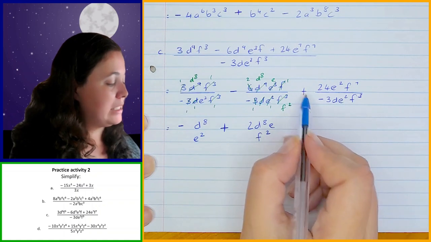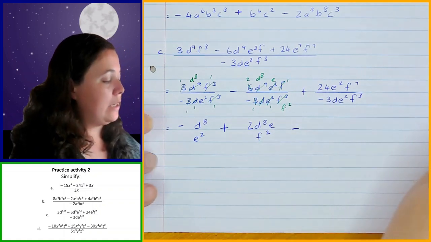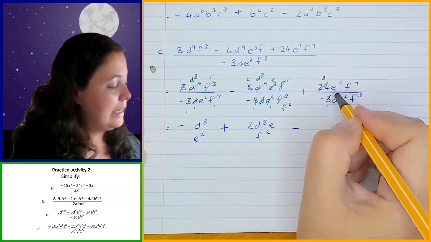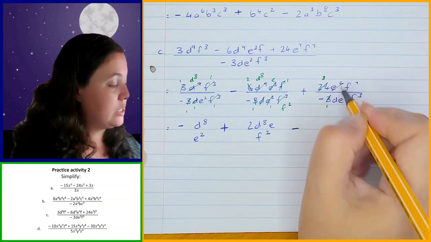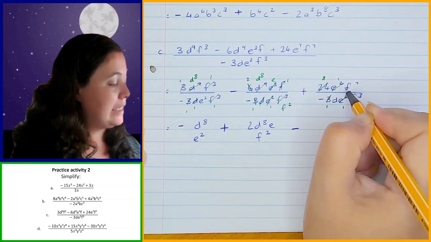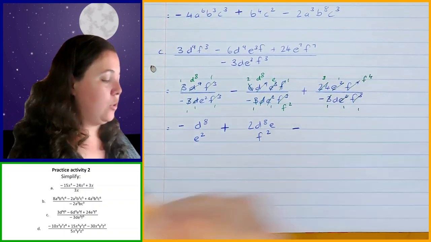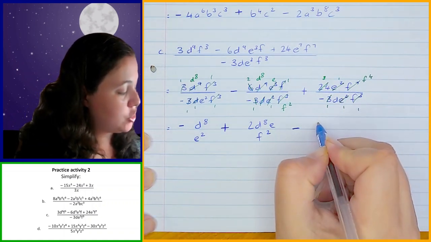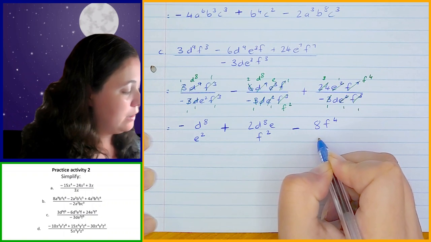And then I've got plus divided by minus is minus. 24 and 3 give me 8 and 1. E squared, or D is still there. I can't do anything with it, so it stays as it is. The E squareds cancel. And F to the power of 7 and F cubed gives me F to the power of 4 and 1. Okay, so for this one you should have got at the top 8F to the power of 4 over D.